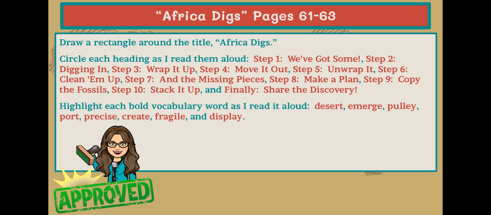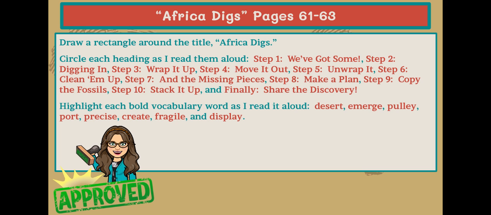Pulley. A pulley is a small wheel over which a rope moves to help lift or move objects. Say pulley. The workers tied the rope of a pulley to the bones, then pulled the rope over the wheel to lift the heavy bones. Port. A port is a place on the water where people load and unload ships. Say port. The bones were taken to a port and put on a ship headed for the United States.